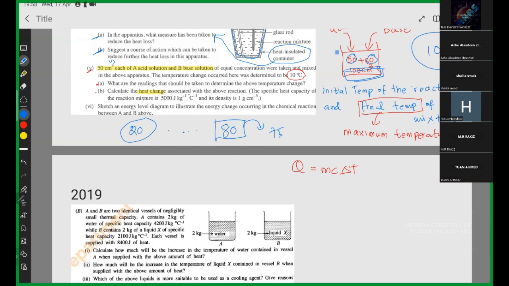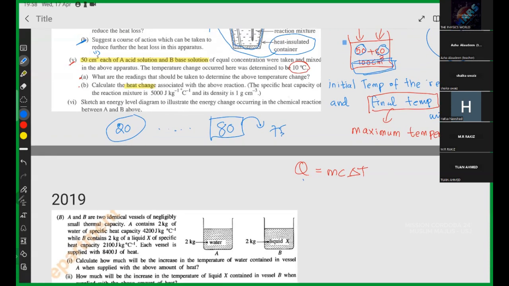So calculate the heat change, they're asking. As mentioned earlier in the other questions, they have asked what is the amount of heat absorbed, what is the heat required to raise the temperature. All of these are the same question, but asked in different words. So the same equation you are using, Q equals mc delta T. So here also, mass, then specific heat capacity, and the temperature you need to know. Let's see.